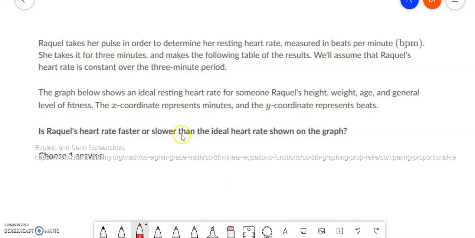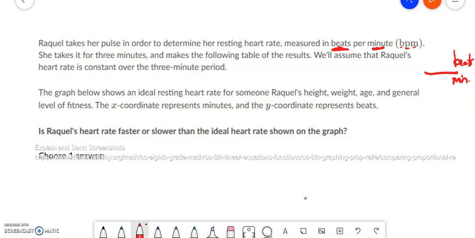So basically here it says, Raquel takes her pulse in order to determine her resting heart rate, measured in beats per minute. So what we're learning about is this idea of rates, how fast things are moving. And rates are related, you have ratios. In this case here we have beats and minutes put together in a ratio. And the per part, so BPM, the per part is a fraction. So we're going to put the beats on top, and we're going to put the minutes on the bottom, and make a fraction out of it. And that's all it really means, right?